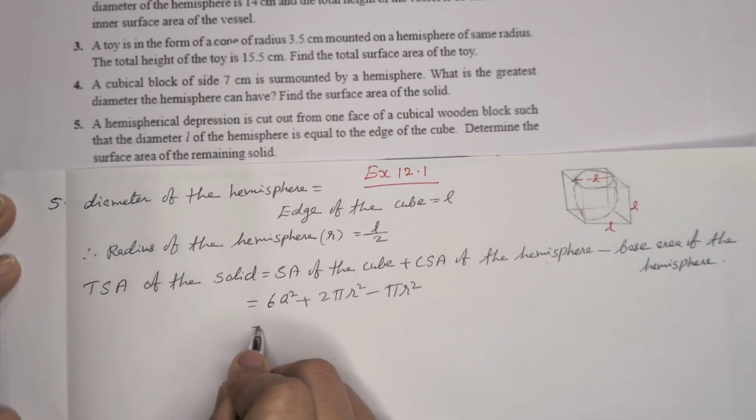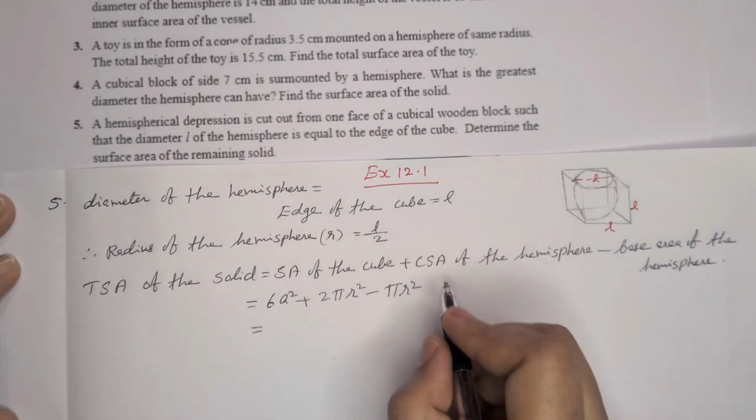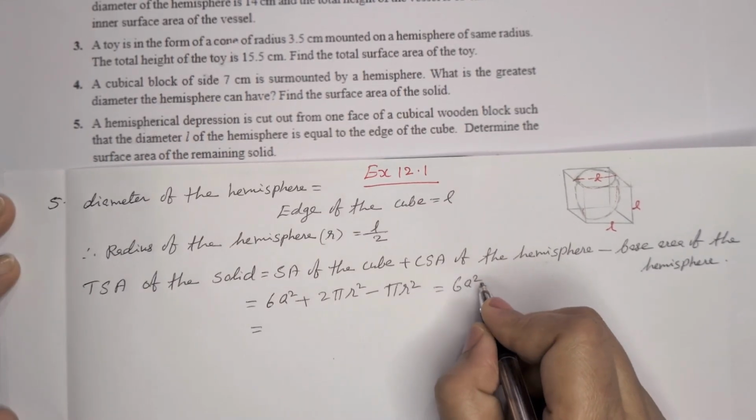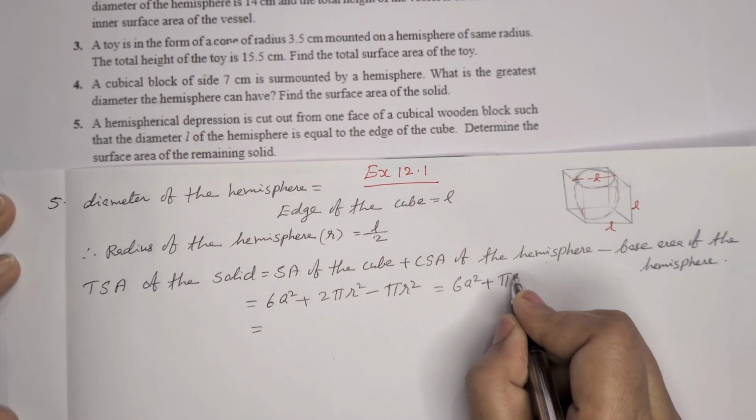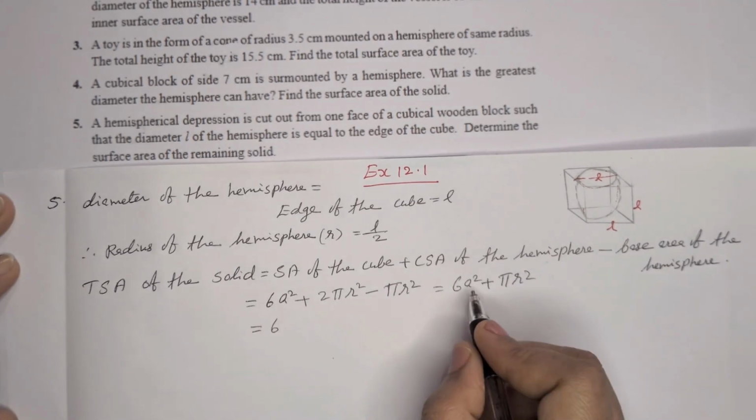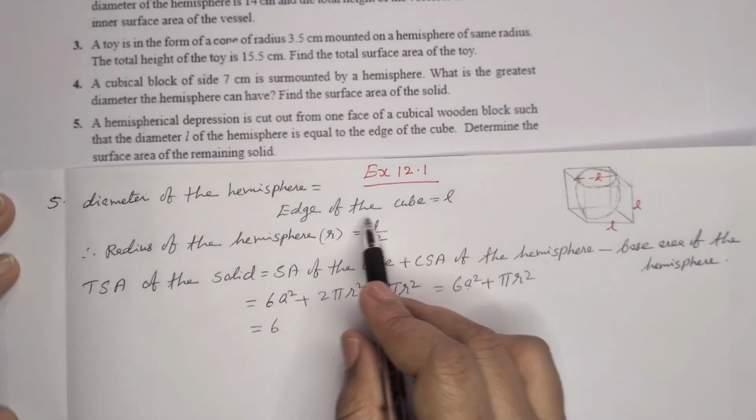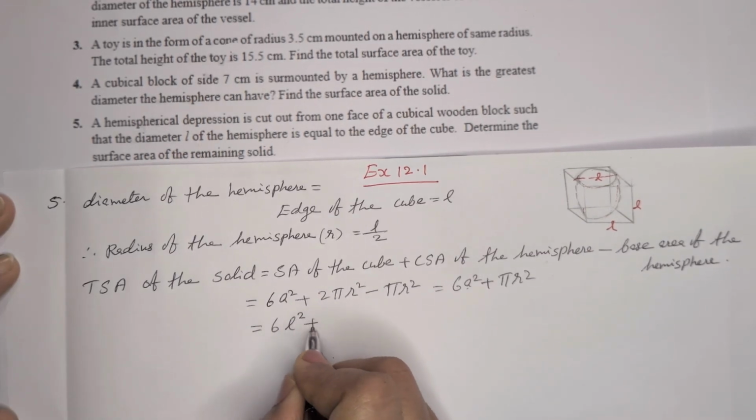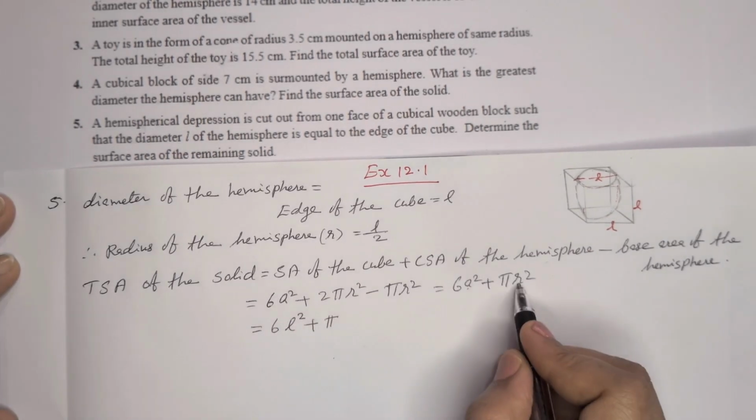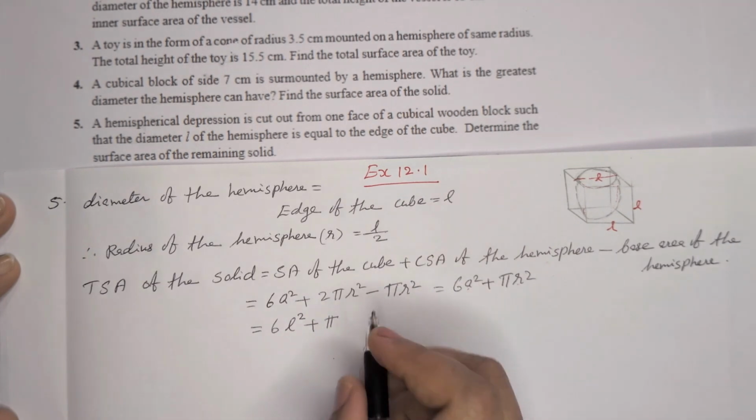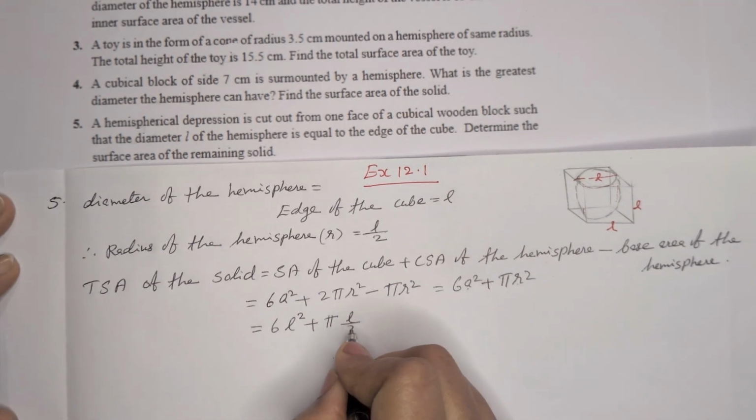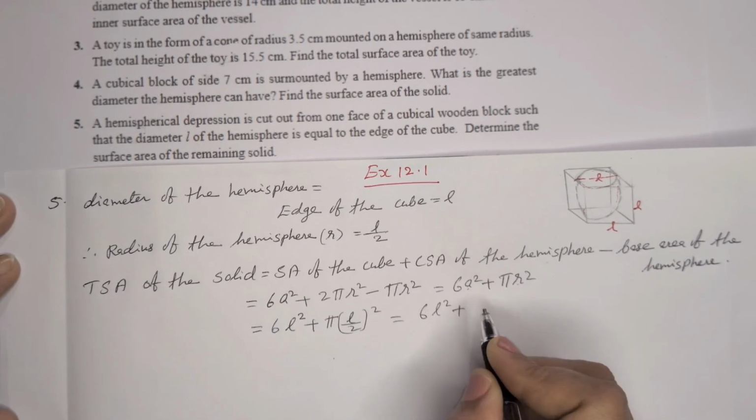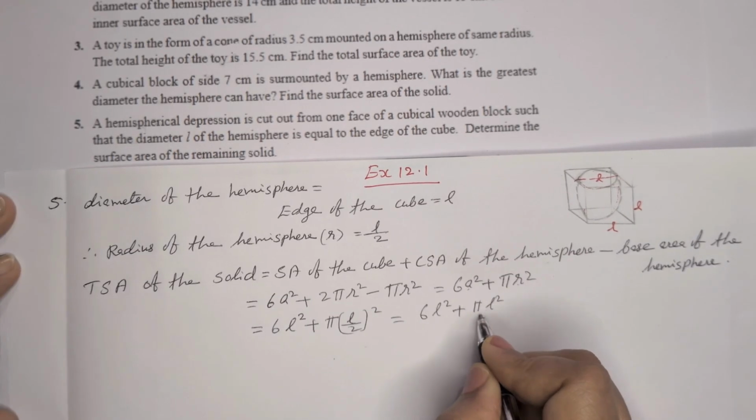So this is equal to 6a square plus 2 pi r square minus pi r square, that is pi r square. Now here, in place of a, the edge of the cube, that is L, a is equal to L here. So 6L square plus pi into radius, we know that is L/2 here. So L/2 the whole square, which is equal to 6L square plus pi L square by 4.